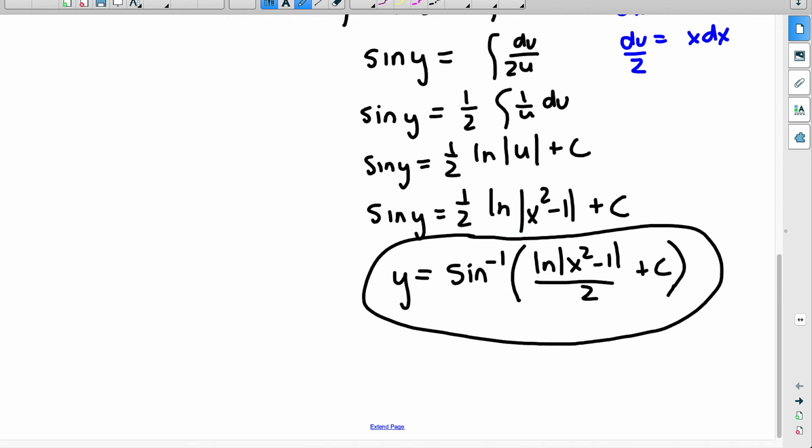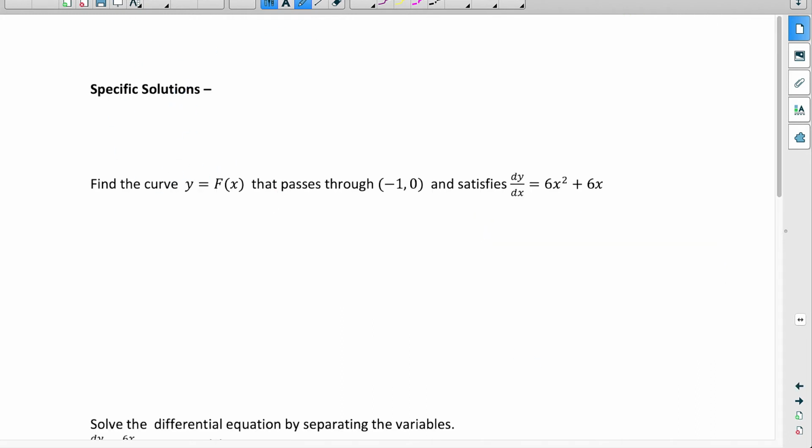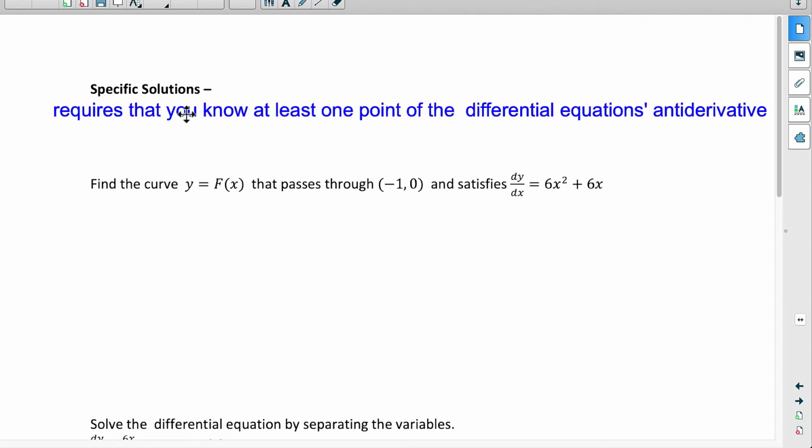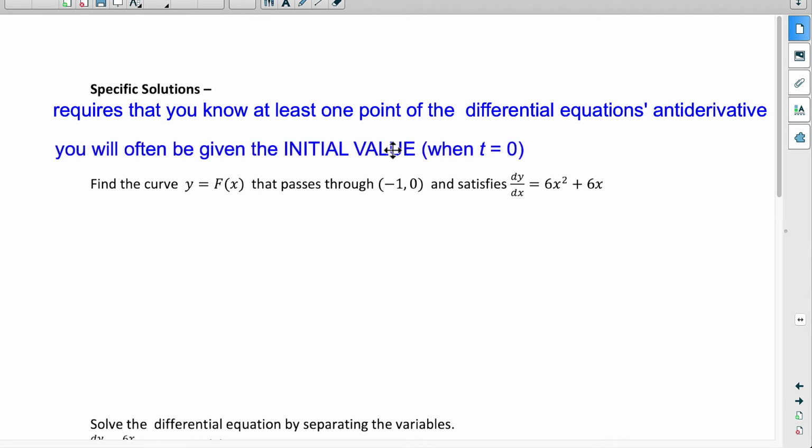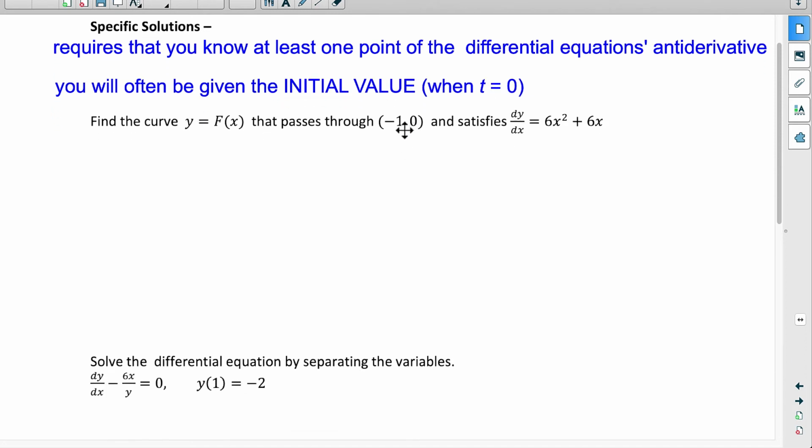Now, there's also situations, questions, where you have specific solutions, where you won't have the plus c. So this requires that you know at least one point of the differential equation's antiderivative. So you're often going to be given the initial value. In fact, I think in your textbook they call these the initial value problems. This is when t equals 0, right? When time is equal to 0. But basically the idea is they're going to give you 1 point.